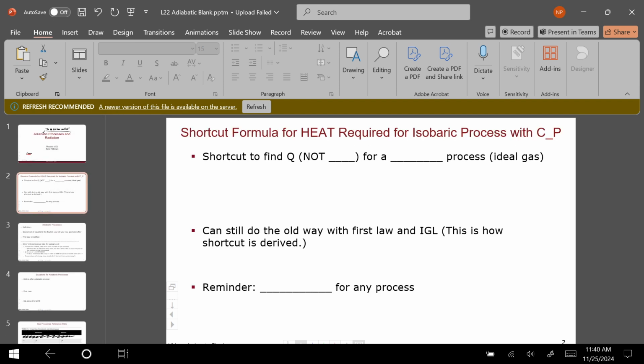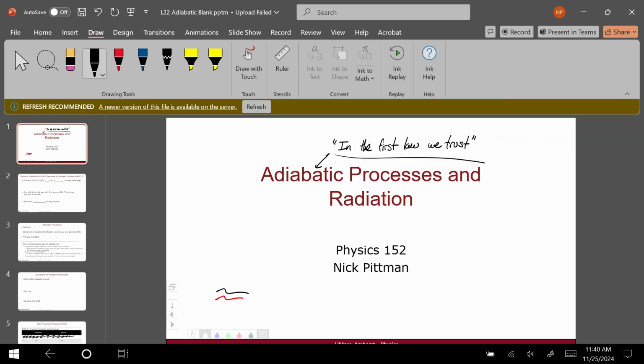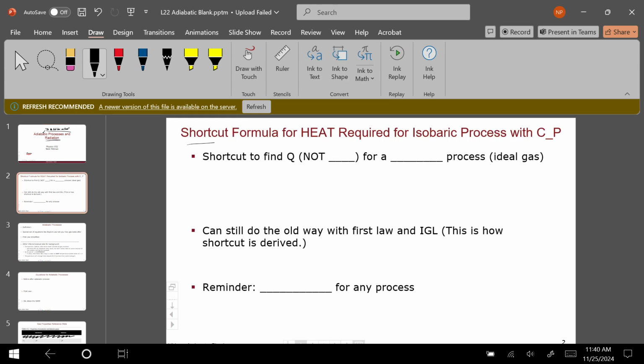Okay, so we are in a new territory now. Adiabatics. Oh, actually, before I get on to adiabatics, I forgot. There's something I wanted to say. Also, we'll cover radiation in this. Something I wanted to talk about is the shortcut formula involving capital CP. Okay. Again, this is a shortcut formula.